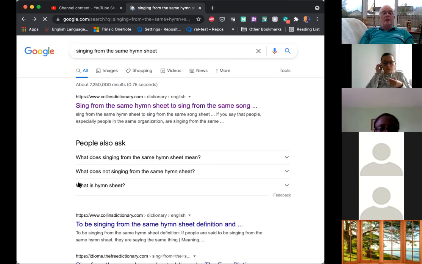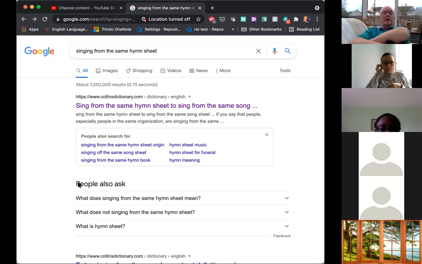So I used that word in describing the hymn sheet. We've covered the salient points of it. It is also a less formal use of it, just to say we're in agreement. Yeah, we're all in agreement.